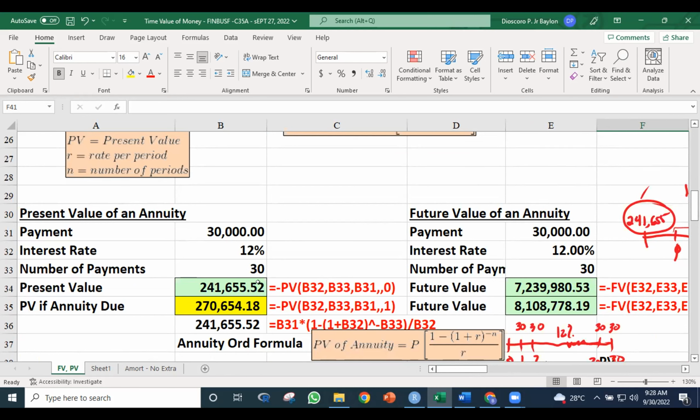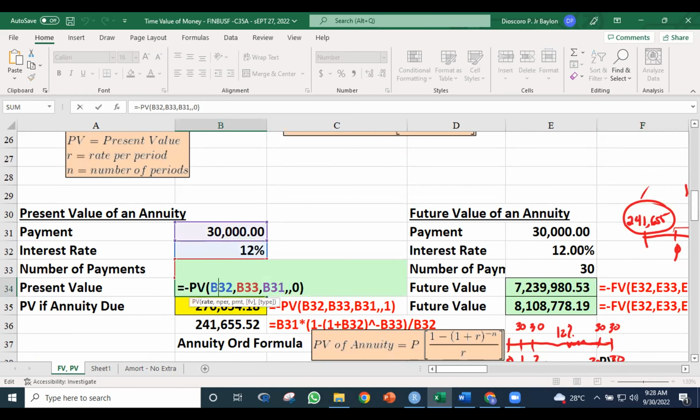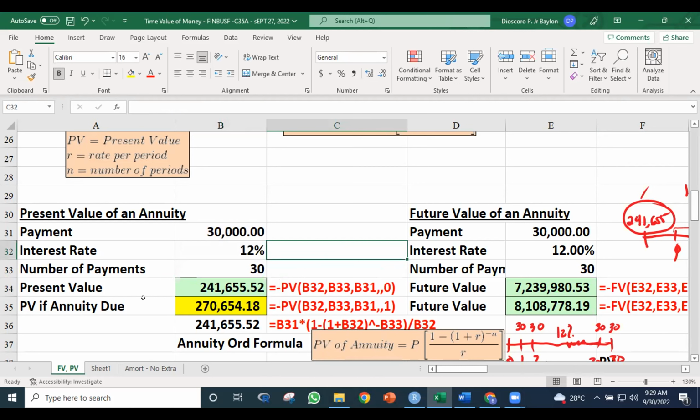The way we use this, let me flash this formula. This is your rate, this is your number of periods, and then we have to identify the annuity, the PMT. So we learned how to make use of the parameters correctly in the syntax. And then we showed that the present value of an annuity due will always be higher than the present value of an annuity ordinary. Necessarily, since the present value is higher, the future value will, of course, be higher.